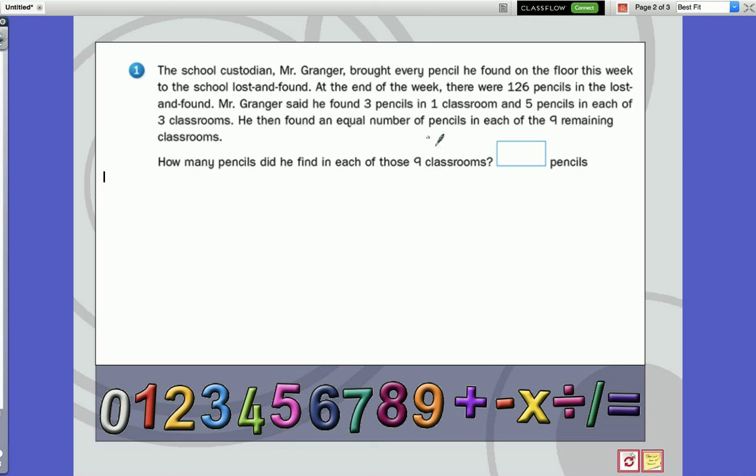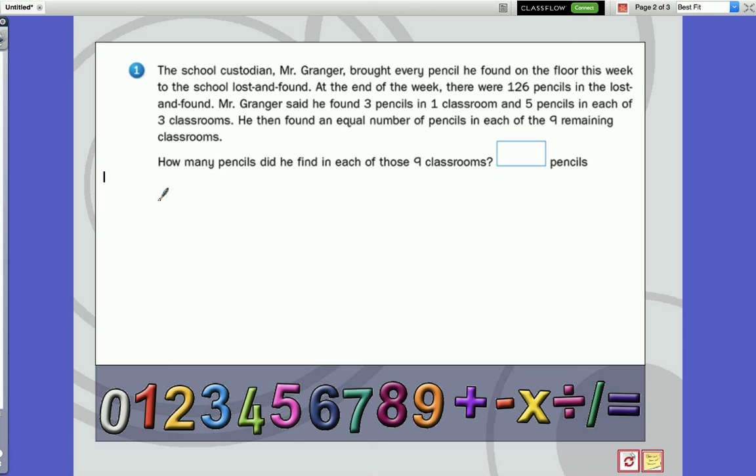Okay, so the first thing that I need to do is figure out what I know. So I know that the custodian is picking up the pencils, and he found a total of 126 pencils. In one of the classrooms, he found 3 pencils, and then he found 5 pencils in 3 more classrooms, and then there's 9 more classrooms, and he found an equal number of pencils in each of those.